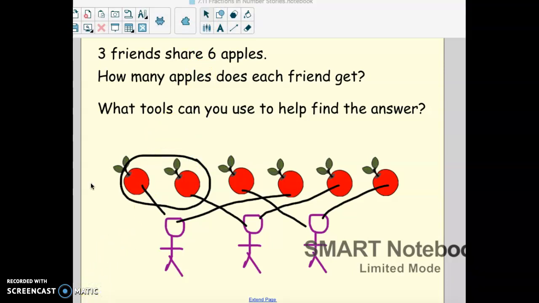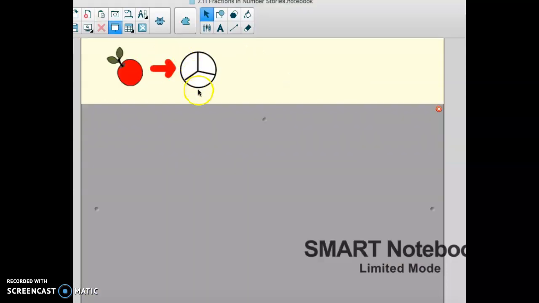See if you can write a fraction number sentence or draw fraction circles to solve this problem another way. Hint: you might want to draw a circle for each apple and break that apple into the number of equal shares for the number of people there are. That would be 3 people. Pause this video now to give yourself time to draw this out using fraction circles and to create a number sentence.